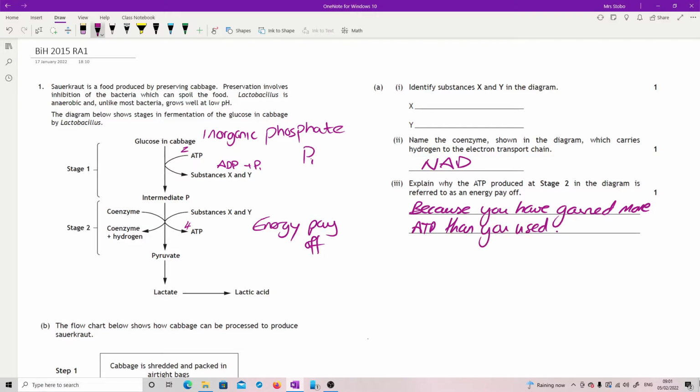Now, if you wanted to say that you gained 4, which is more than you used, which was 2, then that's grand. But you're not actually being asked to say the words net gain. You're trying to explain why that's called payoff. And obviously your top bit was investment, but you're not asked for that either. So just stay on point with the question.